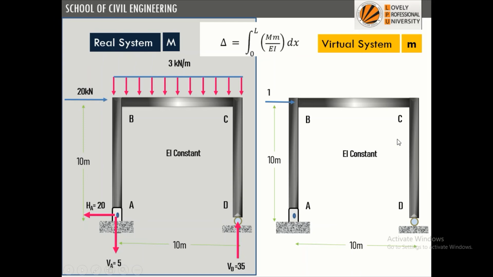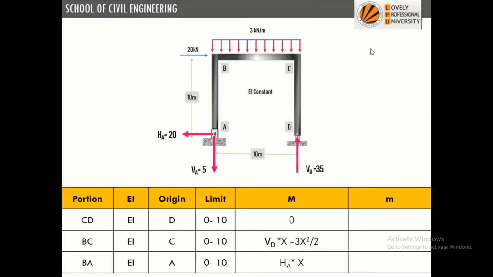So we'll again form two systems: one real system for getting the capital M value for this equation, and the virtual system in which we'll remove all the forces and put a unit load at point C. It should be here because we want horizontal deflection at C. So we'll put this point load at this point. This is our real system from which we'll get the values of capital M.